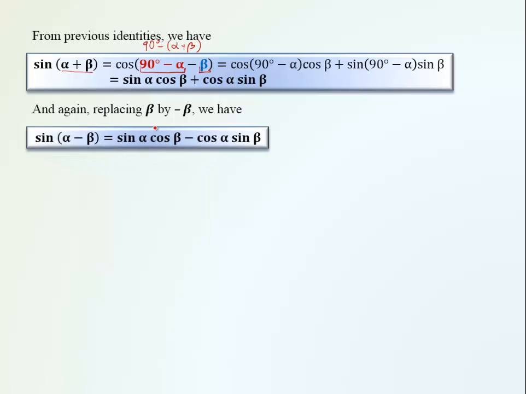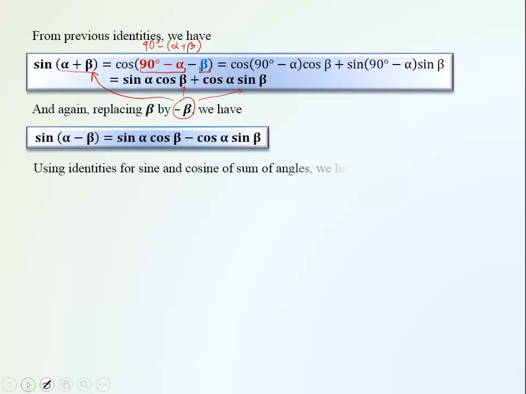And similarly as before, if we replace beta by negative beta in the previous formula here and there and there, then we create a formula for sine of difference of angles. Because cosine of negative beta is the same as cosine beta, and sine of negative beta is negative sine beta, so this sign will change. The rest will be the same. Okay, so now we have both formulas for sine and cosine.